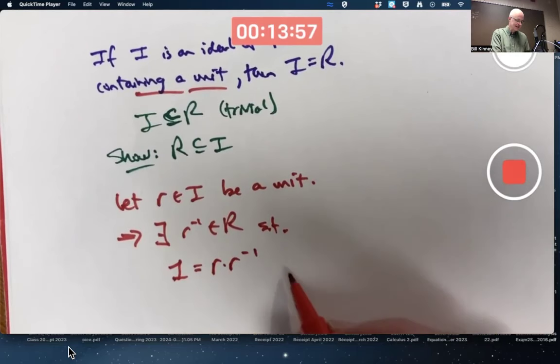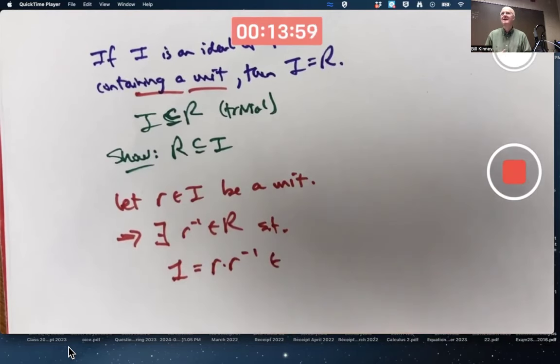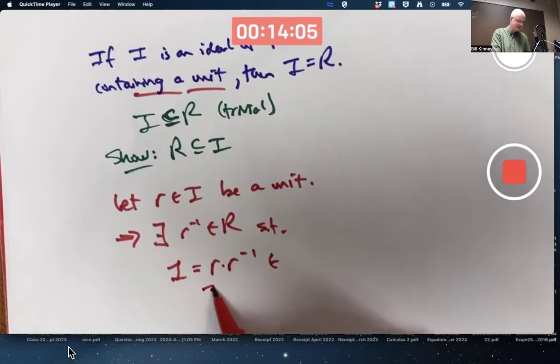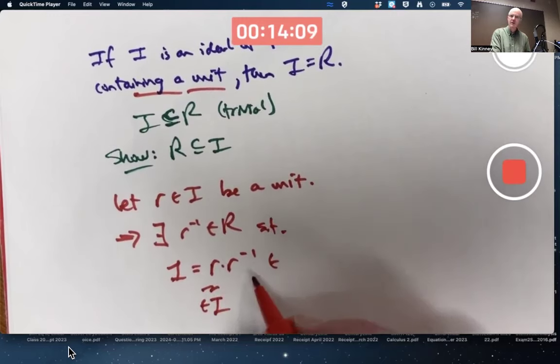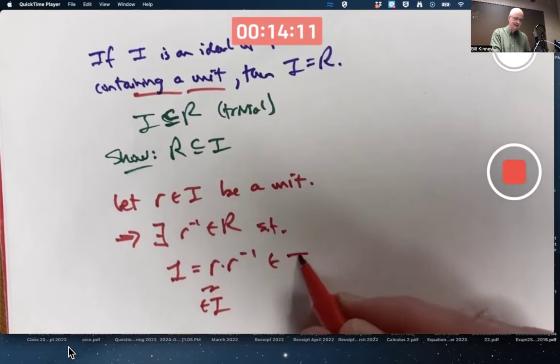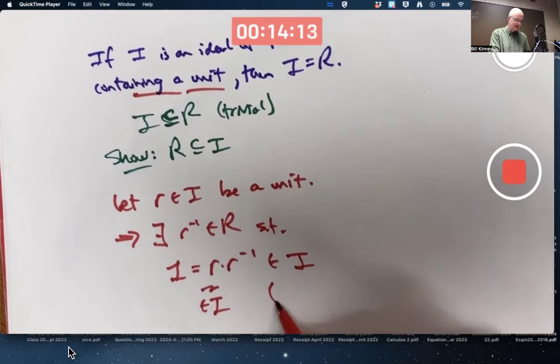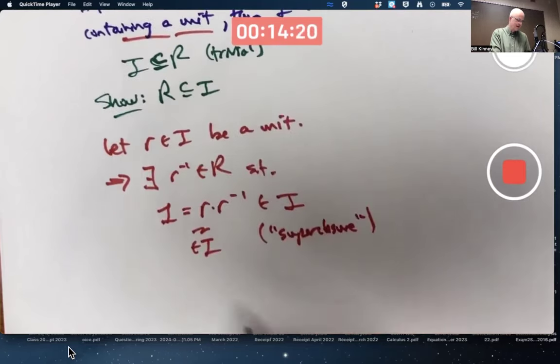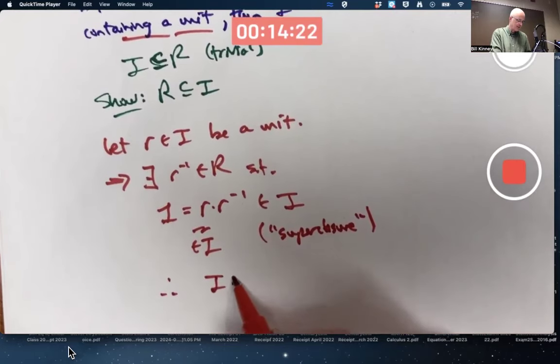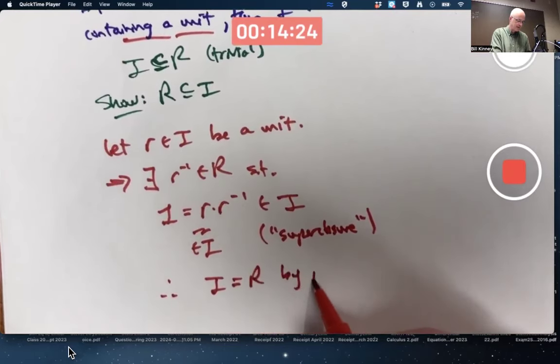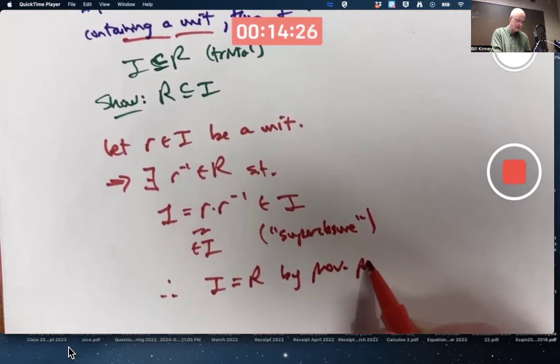But the ideal is superclosed. This element is in the ideal. r is in the ideal. Therefore, the product of something in the ideal with any other ring element is in the ideal. Again, I call that superclosure. That's not a standard word. Therefore, I equals R by the previous problem. Number 19 in the book.